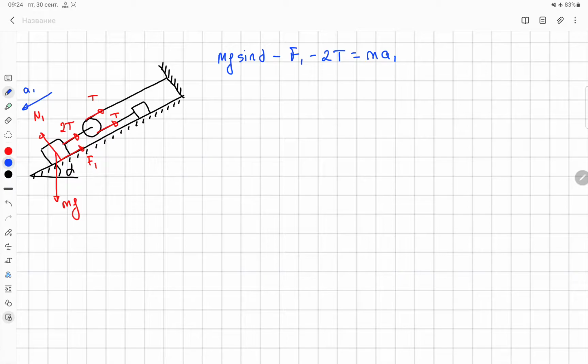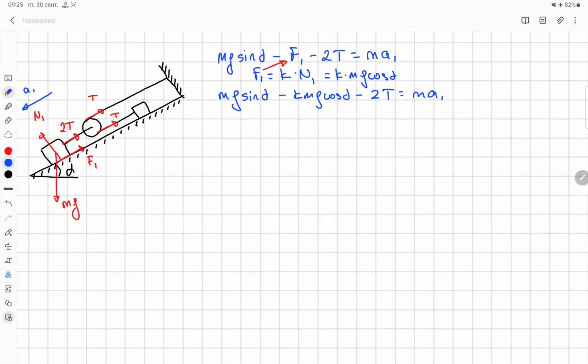And we are assuming that this object is moving. It means friction force already reached its maximum value. It means F1 should equal k, the coefficient of friction, times the reaction force. In this case, the reaction force is obviously equal to mg times cosine alpha. So let me substitute friction force into the first equation, and finally we'll have this equation: mg sine alpha minus k mg cosine alpha minus 2T equals m A1.